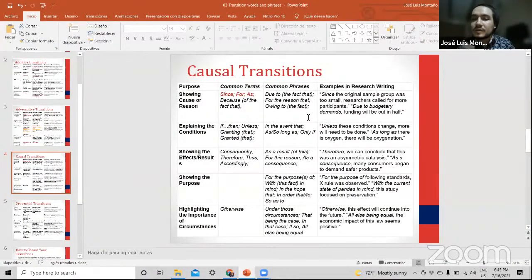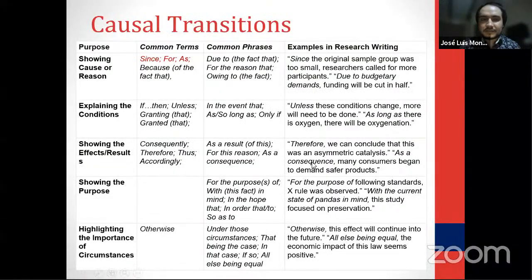So let's work, please. Again, let's try to work with two short examples. Let's do it. If you have any questions, please let me know, all right? Only the first group, please. Showing cause or reason.